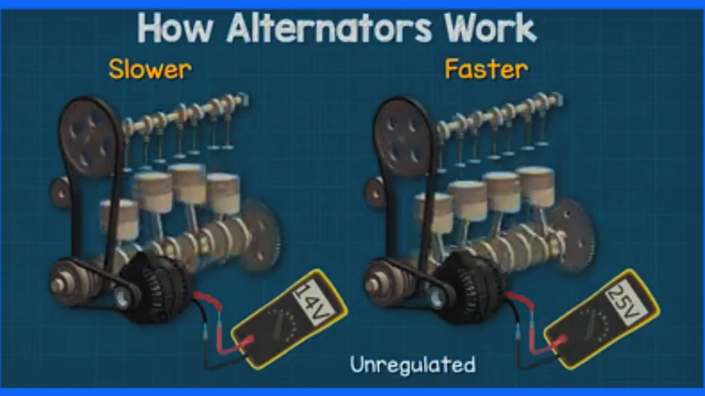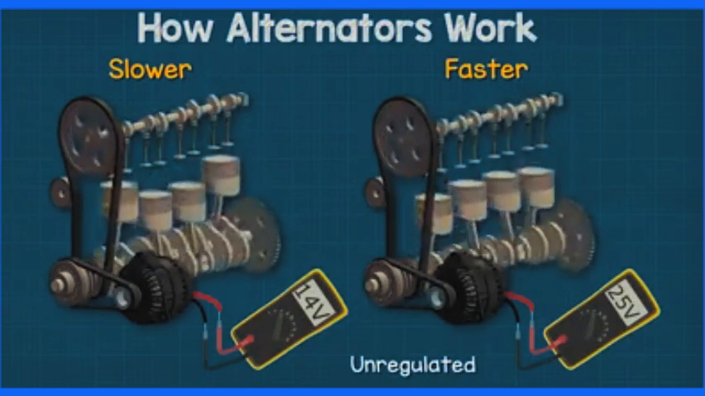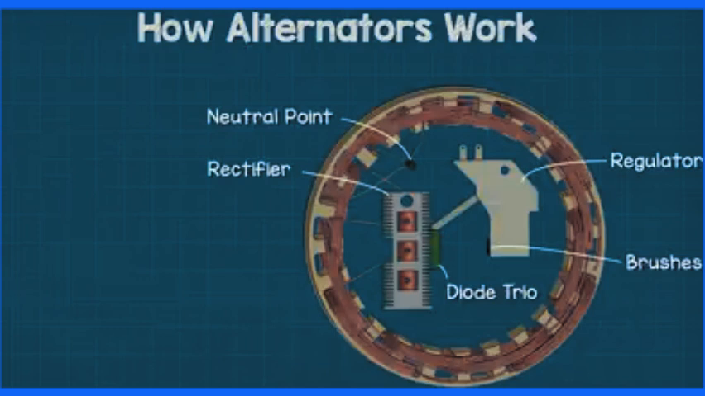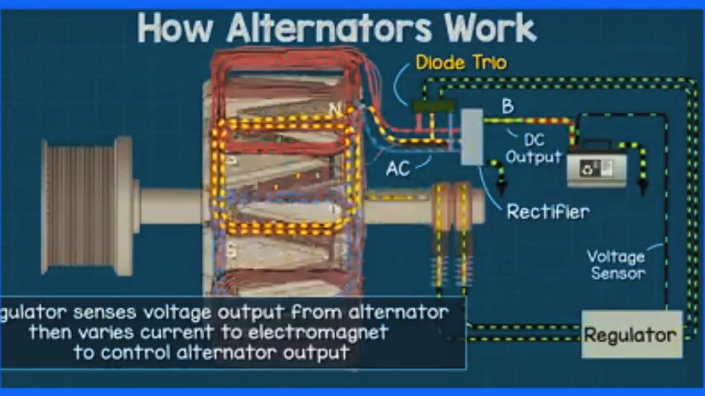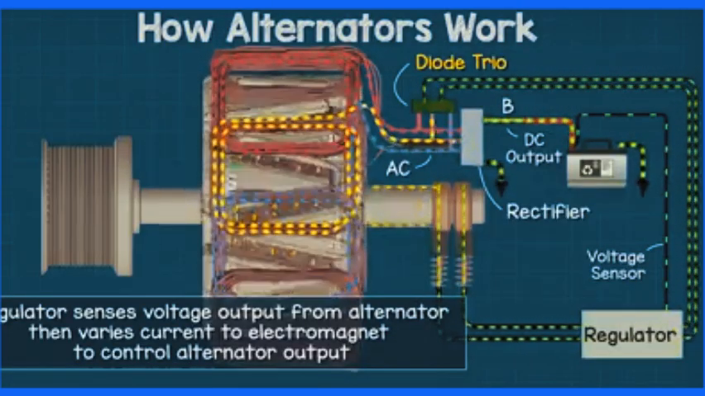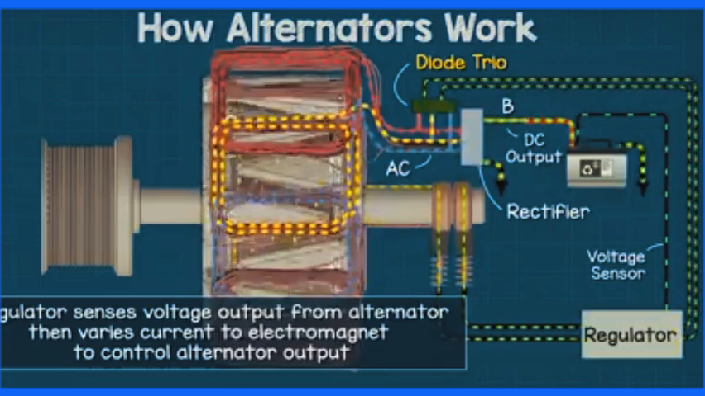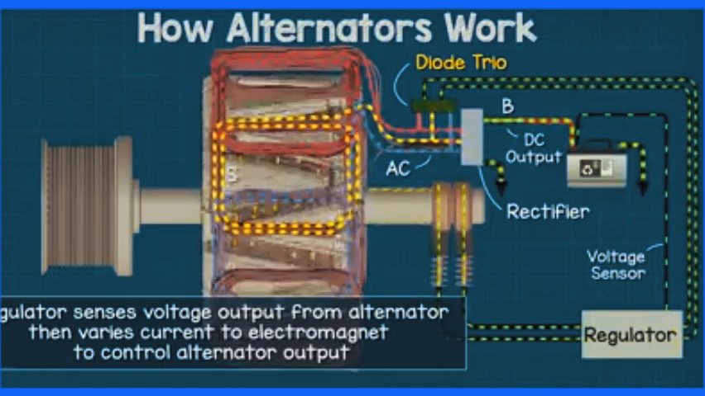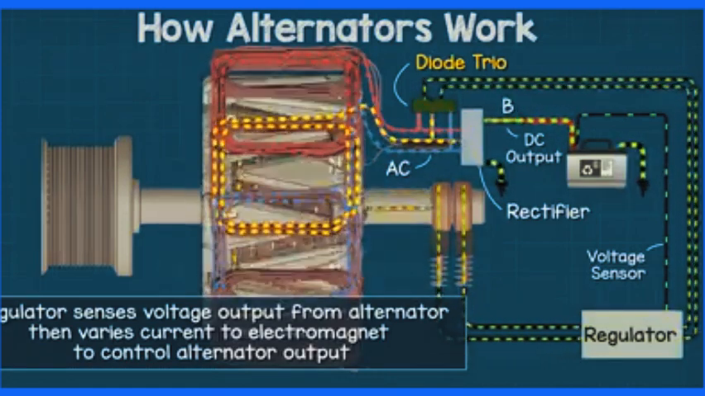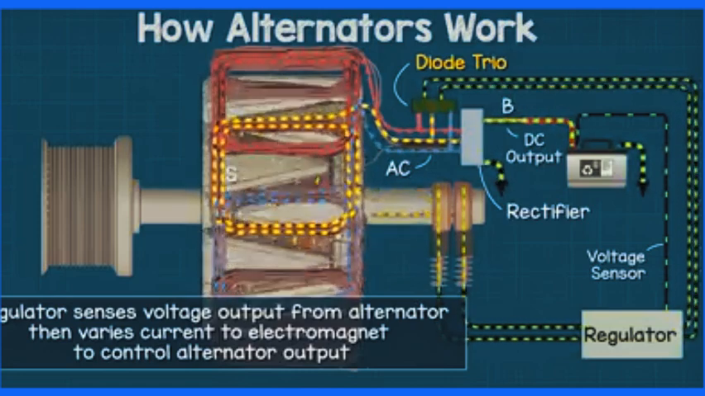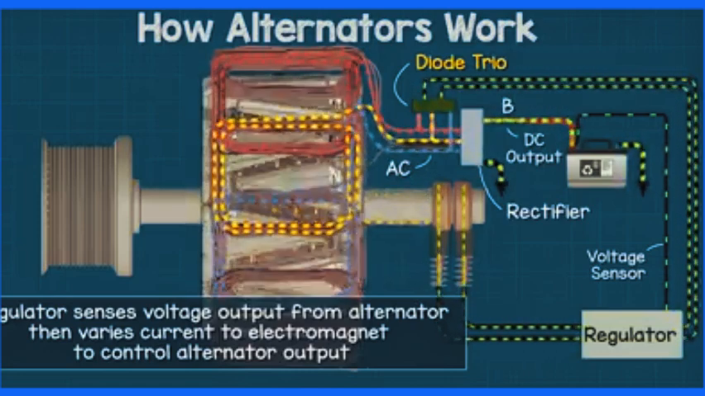To control this, another component is used called the regulator, which is mounted at the rear of the unit. This is an integrated circuit board which monitors the output of the alternator and varies the current flowing through the electromagnet to control its strength. The strength of the electromagnet can be used to vary the output from the alternator.